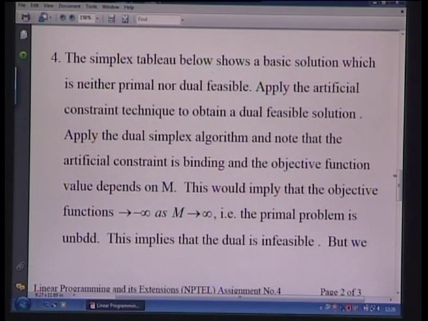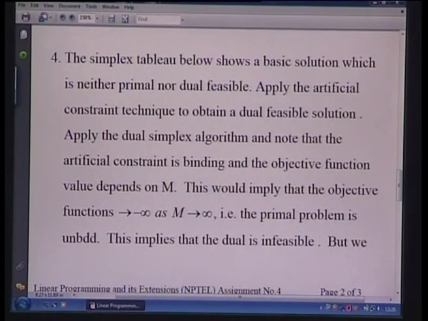Then we go to problem 4. So, the simplex tableau below shows a basic solution which is neither primal nor dual feasible. Apply the artificial constraint technique to obtain a dual feasible solution, then apply the dual simplex algorithm, and note that the artificial constraint is binding. That means your corresponding artificial variable is at 0 level in the optimal solution, and the objective function value depends on M. This would imply that the objective function is going to minus infinity as M goes to infinity.